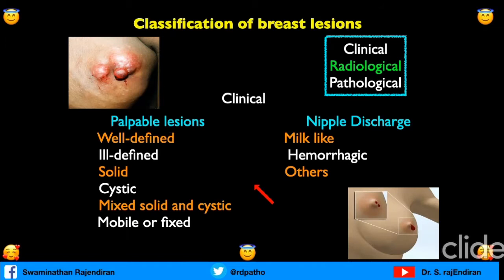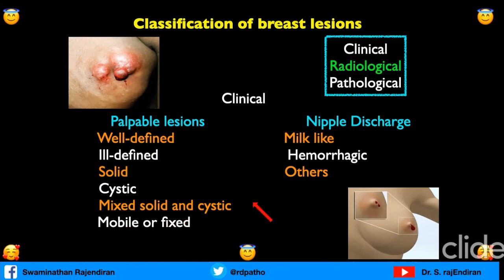Breast lesions can be classified clinically, radiologically, and pathologically. Clinically, they can diagnose only palpable lesions. The non-palpable lesions can be diagnosed only by radiologists and pathologists, and the reason is obvious. If it is not palpable, the clinician won't be able to see it. The palpable lesions are classified into well-defined or ill-defined, solid, cystic, mixed solid and cystic, and most importantly, whether the breast swelling is mobile or fixed. Usually mobile means benign and fixed means malignant, clinically.